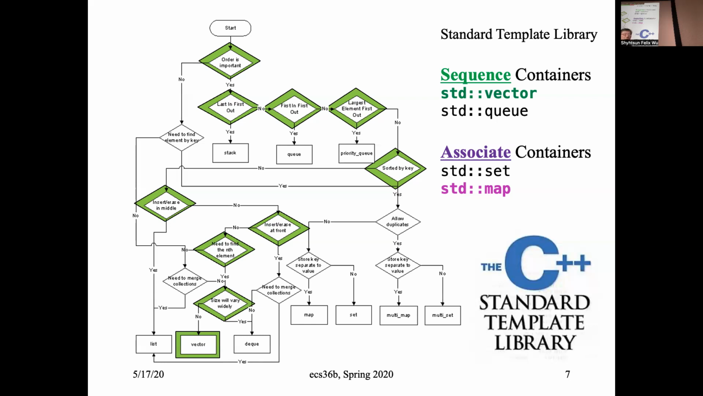So this diagram, this flow chart, helps us decide which standard template we should use for our needs. And today I'm going to pick a particular one, which is the associative container instead of the sequence container. I think you are more familiar with sequence containers, which are essentially vector or queue, which is like an array.